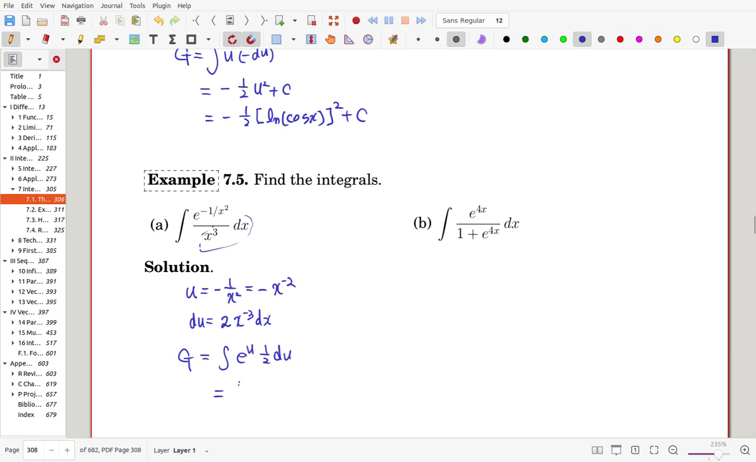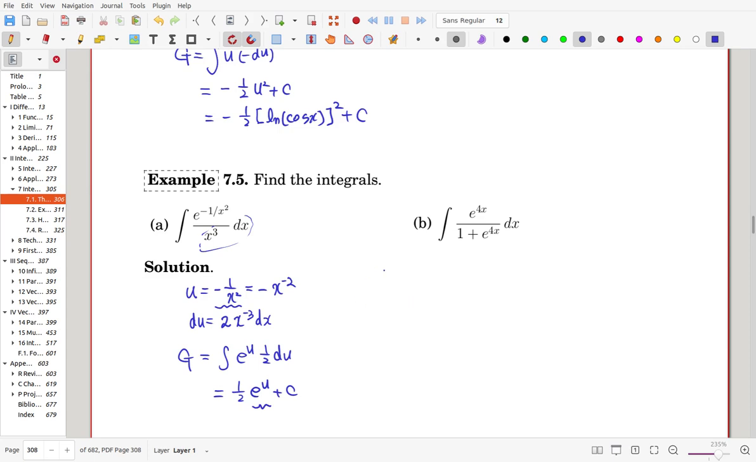And that is the same as half the antiderivative of e to the u with respect to u, which is again e to the u plus c. Now you can replace u with that term, then that will be the final answer.